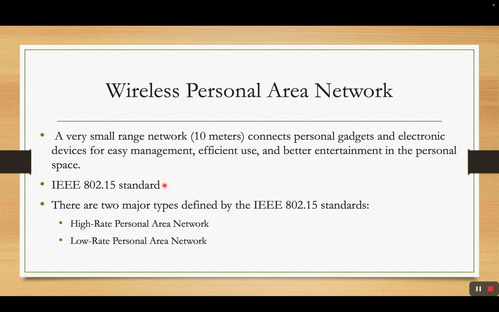Both types of wireless bands use the 2.4 gigahertz ISM spectrum, which stands for industrial, scientific, and medical, for low power radiation to connect to devices within a very short range here. Now, there are two types defined by IEEE, which are the high rate personal area network and the low rate personal area network.